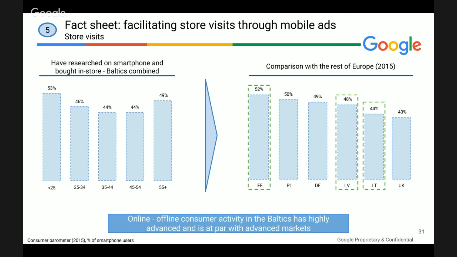Looking at the stats, we see that age doesn't make any difference when we talk about who is doing research on smartphones before going offline and buying in the store. Basically, in almost every age category, we have 50% of people doing the online search. And looking at the stats in comparison with the rest of Europe, we see that the Baltics are doing very similarly to other countries. And yes, people are looking for information, and afterwards they are going to attend your store.